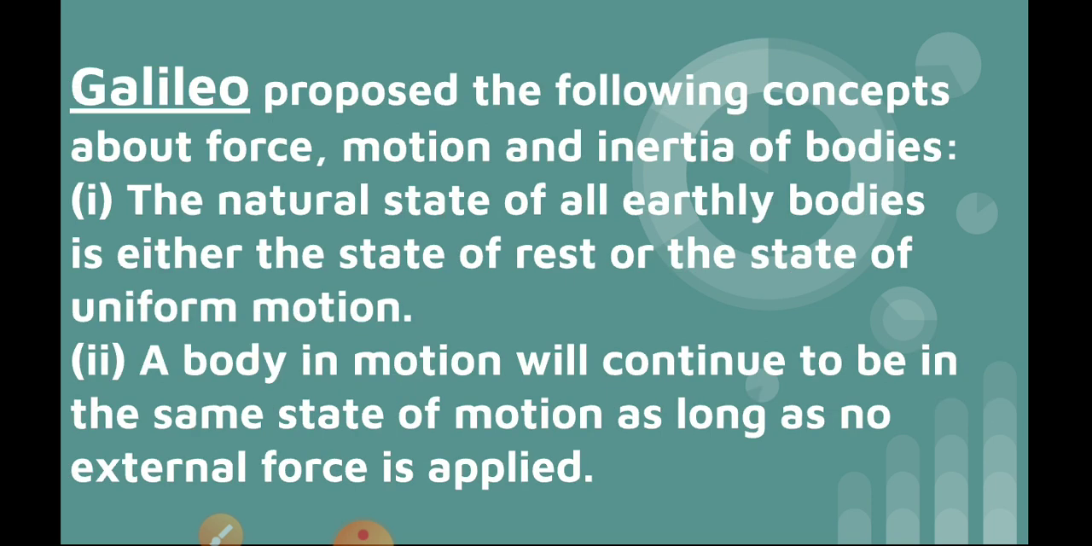Next, we are going to talk about Galileo. Galileo proposed four concepts of force, motion, and inertia of bodies. First, the natural state of all earthly bodies is either the state of rest or the state of uniform motion. What Aristotle said is that the natural state of earthly bodies is rest. Galileo proposed that it is either rest or uniform motion. This is the first point.